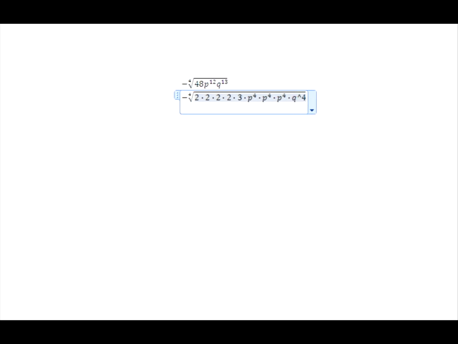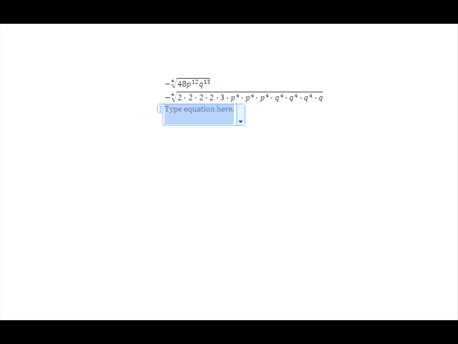Now I'm going to group the q's also into groups of 4 because that's what my index is. So there's 2 groups, that makes 8. Then another group makes 12. And then I've got 1 q left over that I cannot break out. Okay, so I want to say I'm done with that line.